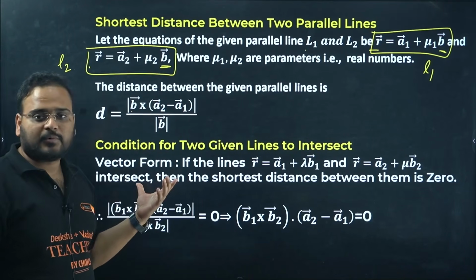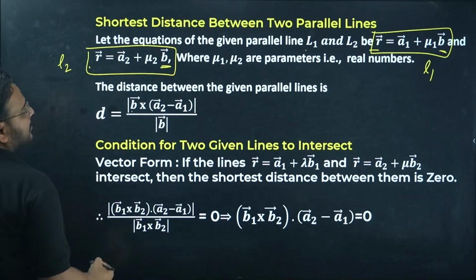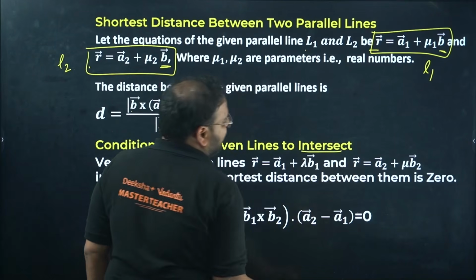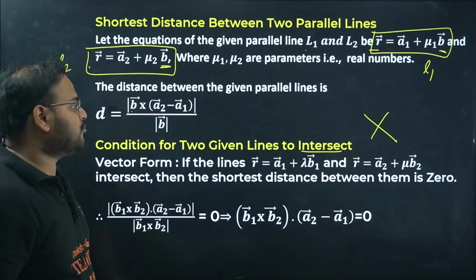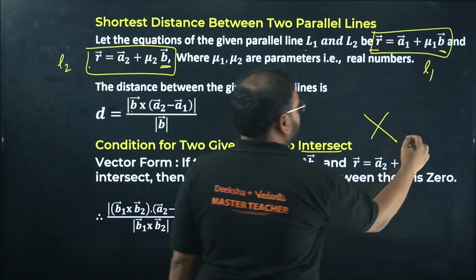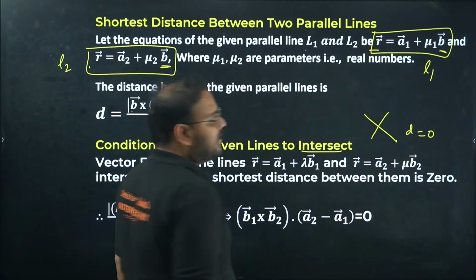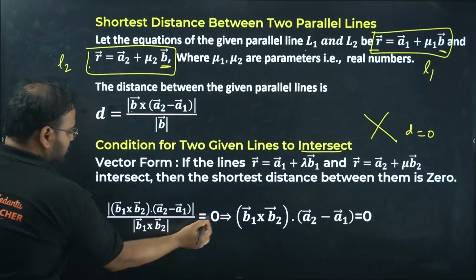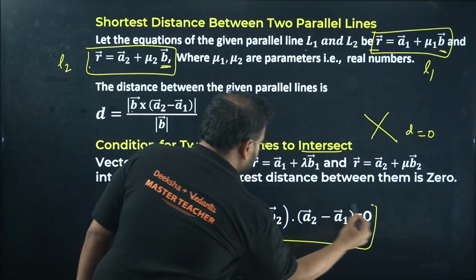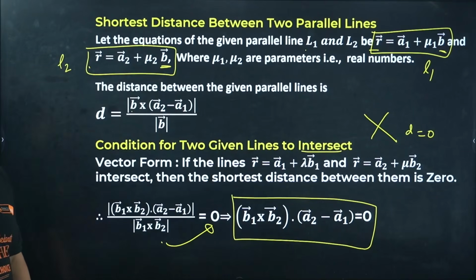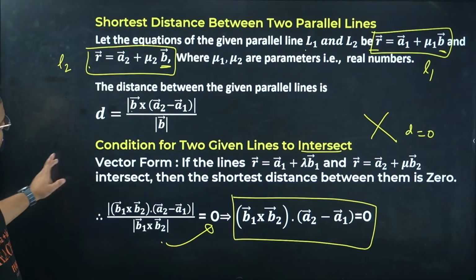And when you're talking about lines that intersect, if the lines are intersecting in nature, what is going to be the value of the shortest distance between them? 0. D will be 0. In that case, you'll put this equal to 0, and this will be moved to that side. This result comes from the case when the lines are intersecting in nature.